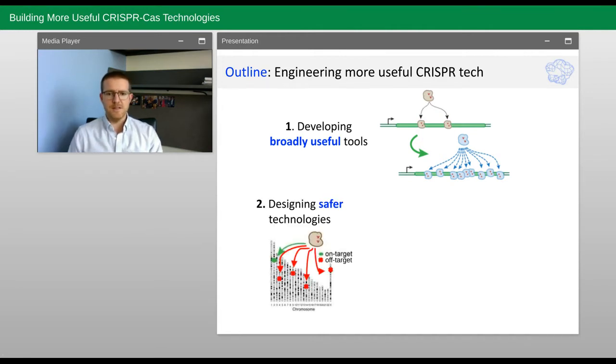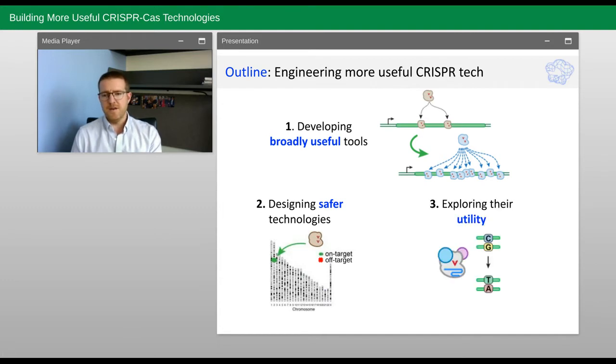Another major focus is how we can design safer technologies where CRISPR-Cas enzymes naturally do have off-target effects. And what we've been able to do is engineer versions of these enzymes that now have better specificity, only targeting their intended site. And then finally, I'll talk about some of our efforts to explore how these new expanded enzymes enable us to perform applications that we simply could not before without them.